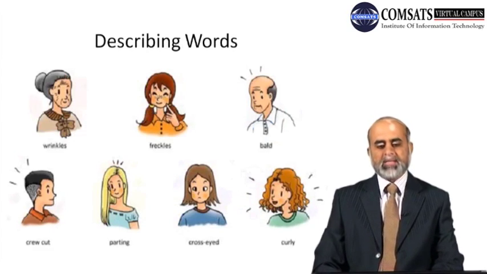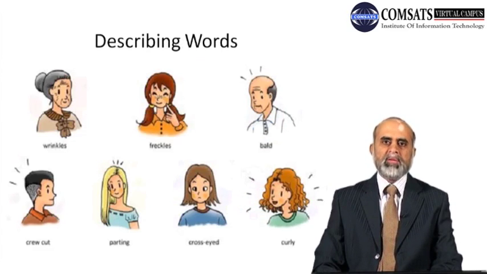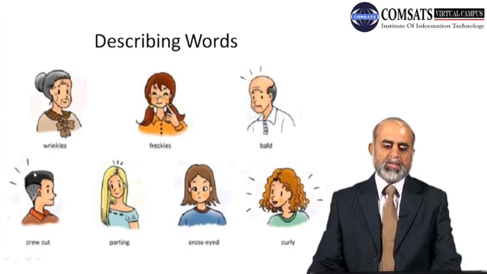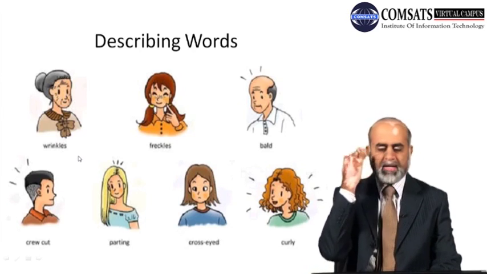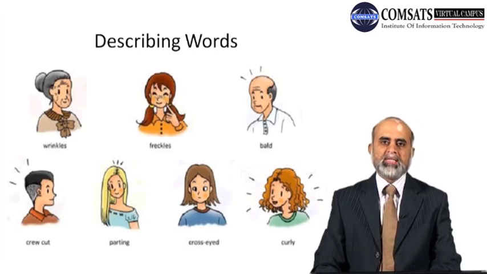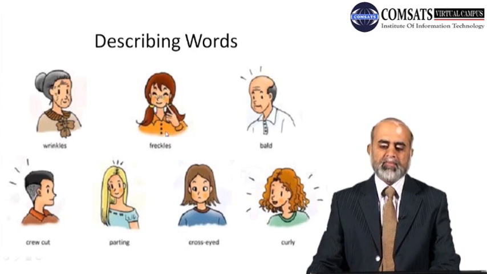Okay, now here we have some other describing words. There are different features that make people prominent, and these are just a few. Like you have wrinkles. Especially old people have wrinkles on their face. Their skin is not smooth. It's not soft anymore. There are wrinkles on the face. Then you have freckles. Usually teenagers have freckles on their face.